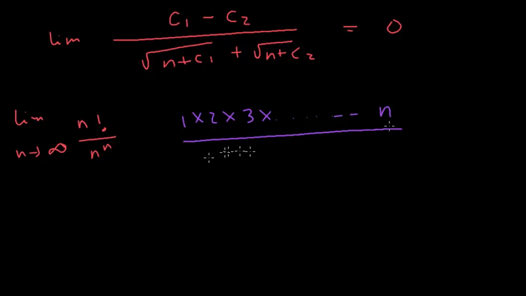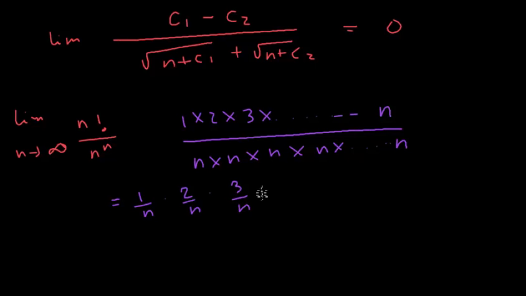And n to the power n would be n times n times n times all the way to n. So n over n would be 1. I mean, in the limit, this is 1 over n times 2 over n times 3 over n times all the way to n over n, right? n over n is 1. And each of the other terms tends to 0. This tends to 0, this tends to 0, this tends to 0. All of them tend to 0, and this tends to 1. So what does this tell us? This tells us that this limit goes to 0.